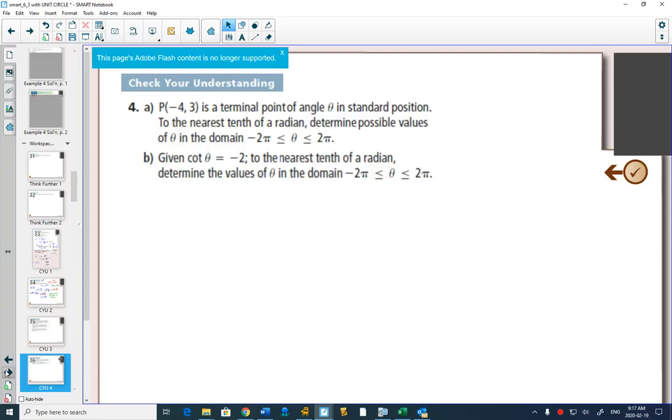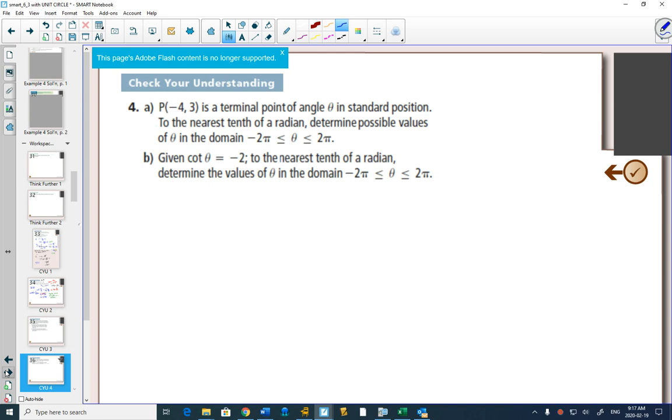So we skipped example 3. We're on example 4. P(-4, 3) is a terminal point on an angle. You're like, oh, didn't we do a question like this in 6.1? Yes, but in 6.1 we were in degrees. So now all the degree questions that we've done can also be done in radians.